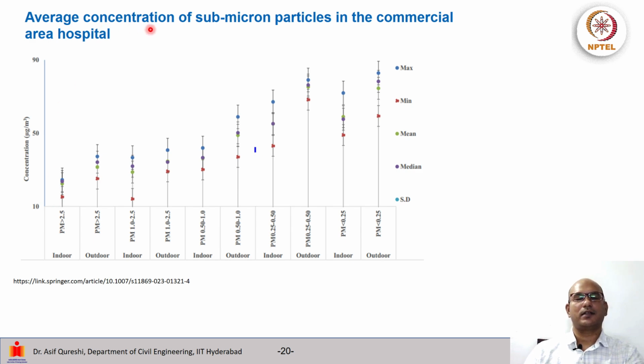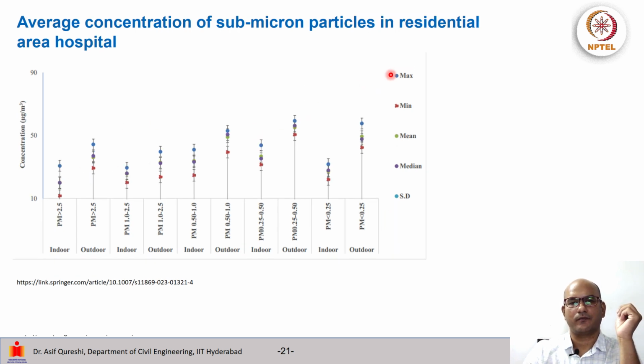When we look at the concentrations of submicron particles in the commercial area hospital, as we go from greater than 2.5 µm to between 1 and 2.5, to between 0.5 and 1, the concentrations keep increasing, indoors as well as outdoors. So as we go from PM 2.5 to PM less than 0.25, the concentrations are increasing in the commercial area hospital.